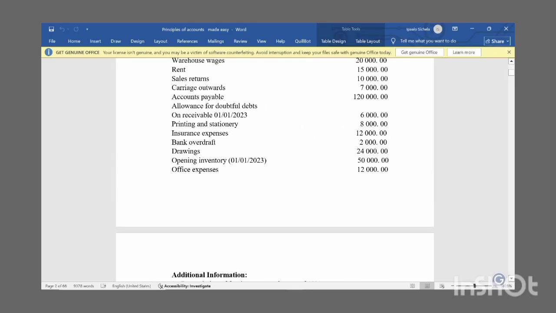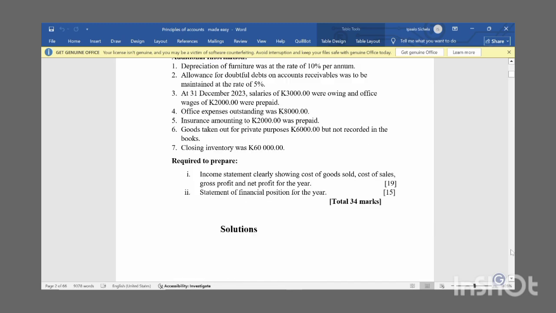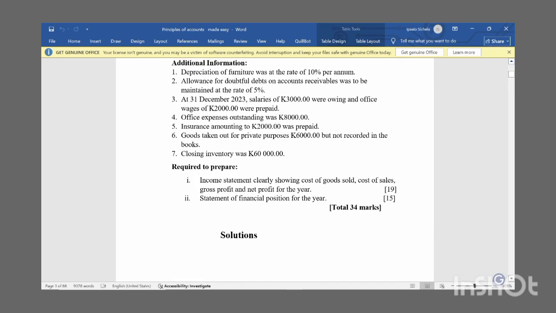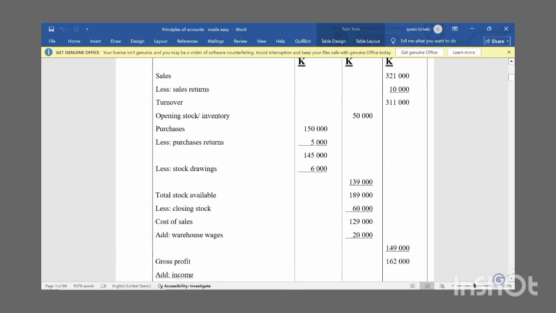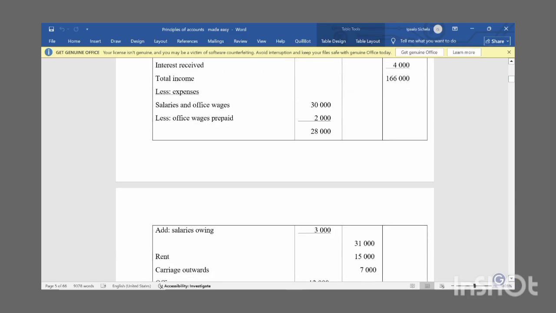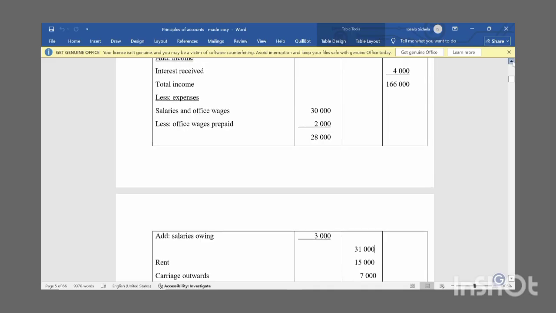So let's see. We'll move down. We have carriage outwards. Let's see if we have any adjustment for carriage outwards, which I doubt. Okay, let's check the additional information. I can't see anything relating to carriage outwards. So we just record it directly like this. And it's 7,000. Then we move on to the next expense.